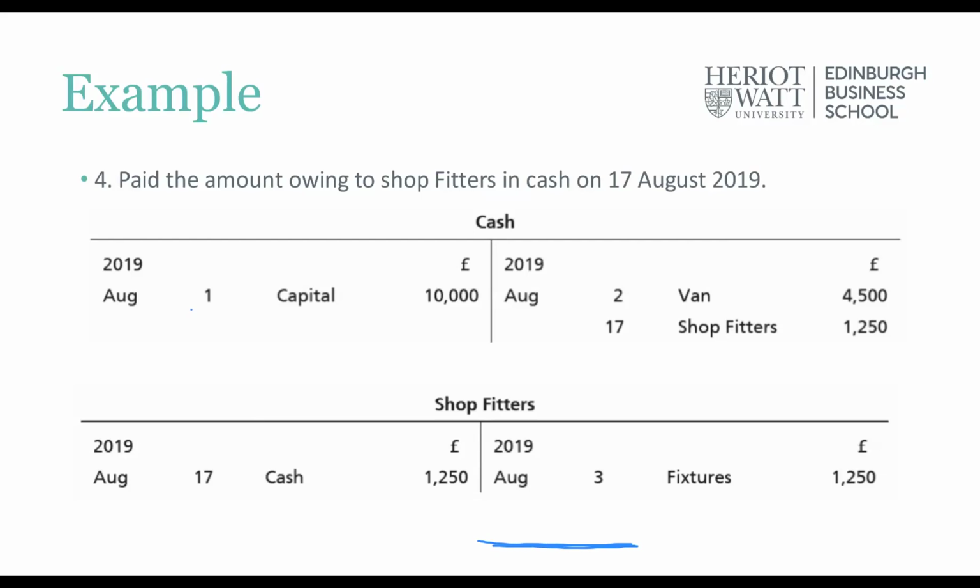So basically, this is what is happening to such accounts. This time around, we are paying to them. So our cash account is giving to the shop fitters account, and the shop fitters account is now receiving the cash from us, isn't it? Because we bought from them.